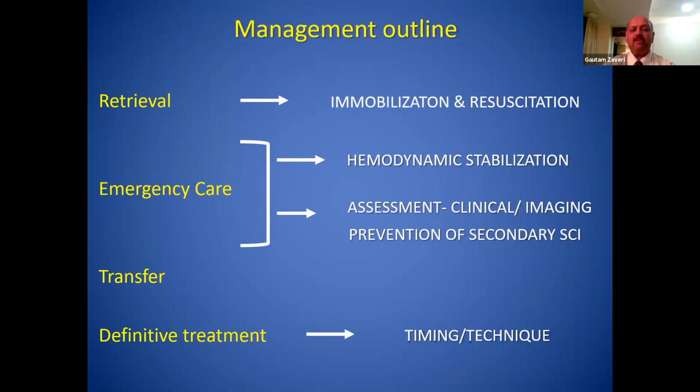The first job is obviously at the site of injury, which is beyond your realm right now, and that is retrieval of the patient from the accident site, immobilizing the patient and doing the emergency resuscitation. Once the patient is brought to the emergency department of the hospital, the care consists of primarily three things: hemodynamic stabilization, assessment of the patient, both clinical and radiological, and prevention of secondary spinal cord injury.